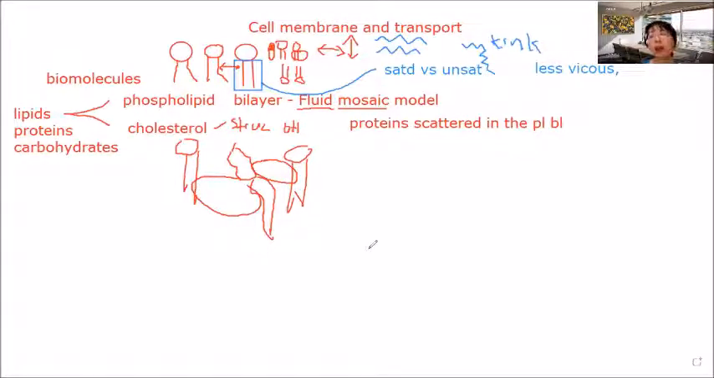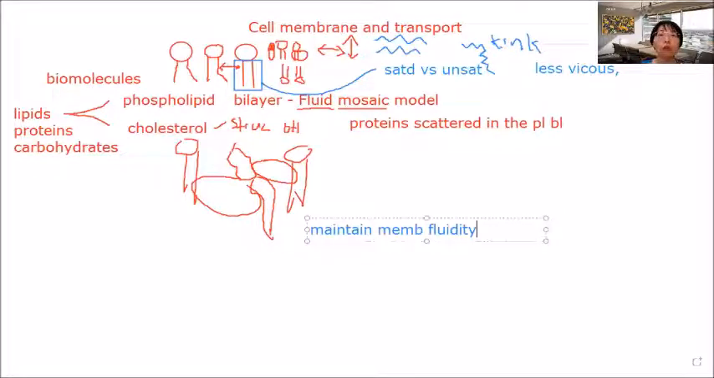So it's actually reducing the hydrophobic interaction with the neighboring phospholipid molecules. So therefore, cholesterol's main function is to maintain membrane fluidity. That means it's not too fluid, nor too viscous. So the membrane is still fluid, but not too fluid, not too viscous.